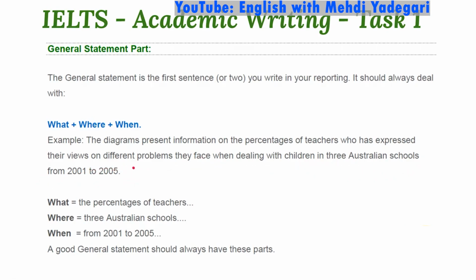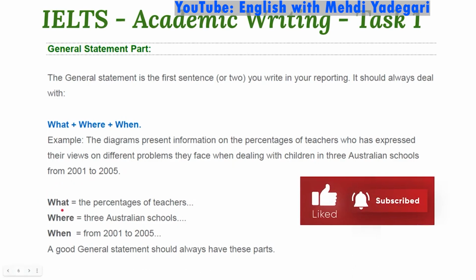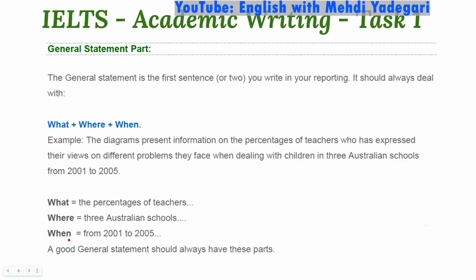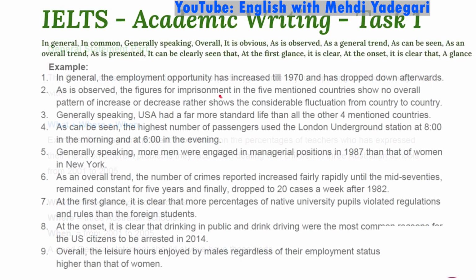So basically, right after paraphrasing, your next sentence or sentences need to be about briefly talking about what you see in the picture. It has to do with what it is, where it is, and when it is, right? But you're not supposed to write about the numerics and the numbers and percentages. You're not supposed to go into the details, but that's why we call it a general statement, because it's a general view of the entire picture.